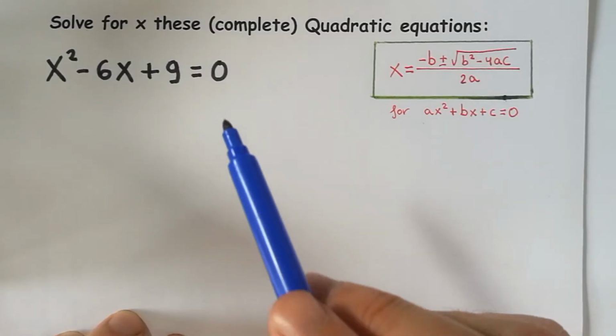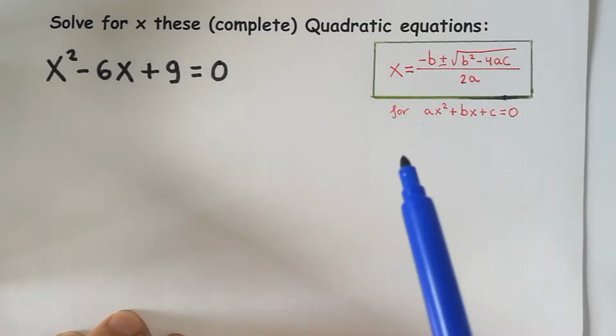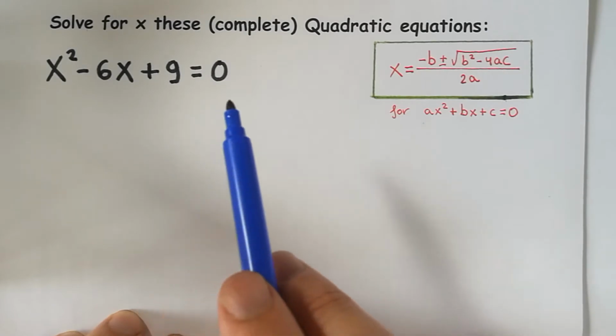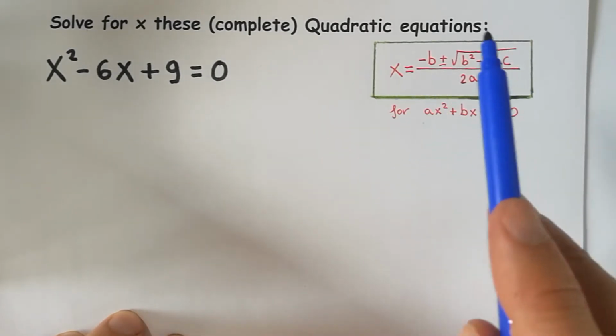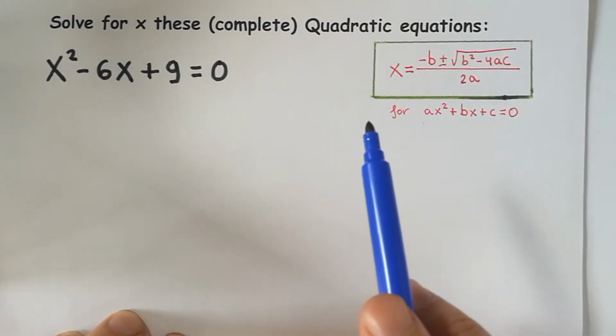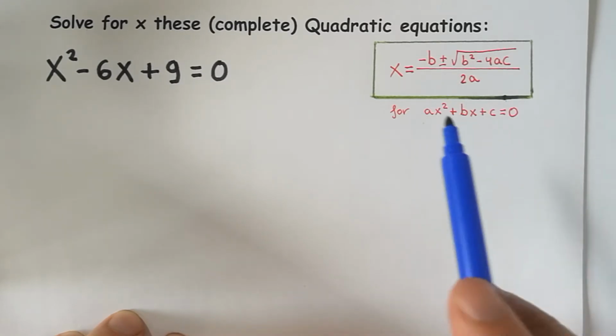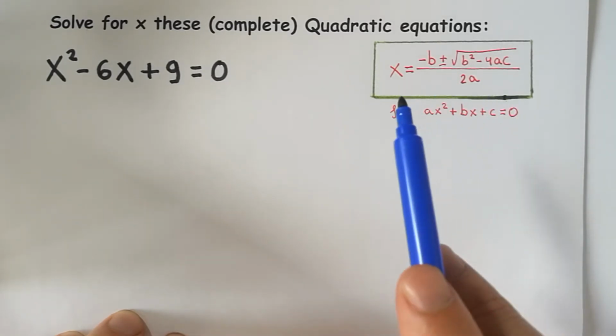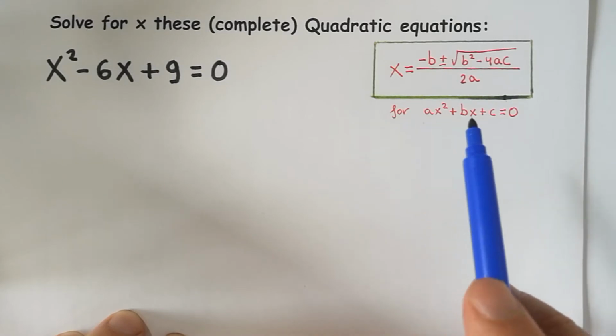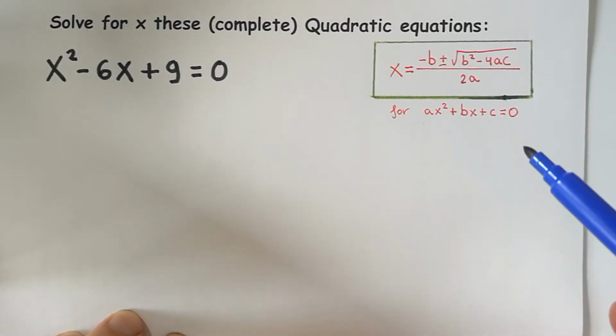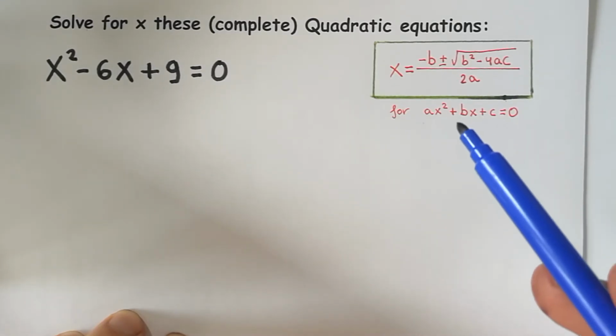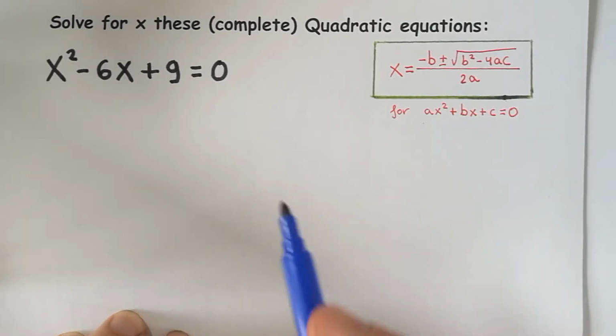Solve for x these complete quadratic equations. As this equation is complete, we are going to use the general formula, and in order to do that, first of all, we have to find our quadratic equation in this form, with every term on one side of the equation and 0 on the other side.